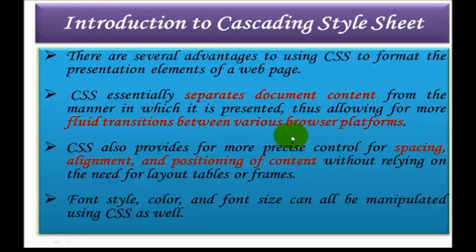We usually call this browser compatibility. We are going to run this web page on different kinds of web browsers. So how do we control this? Using CSS you can go for browser compatibility. CSS also provides more precise control over spacing, alignment and positioning of content without relying on layout tables or frames. Font style, colors, and font size can be manipulated using CSS as well.